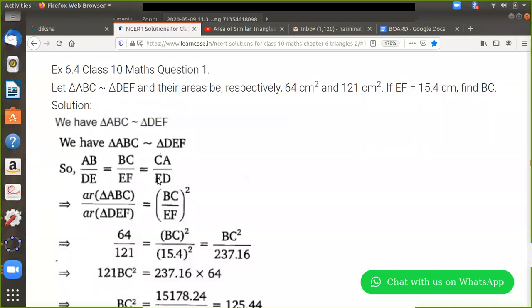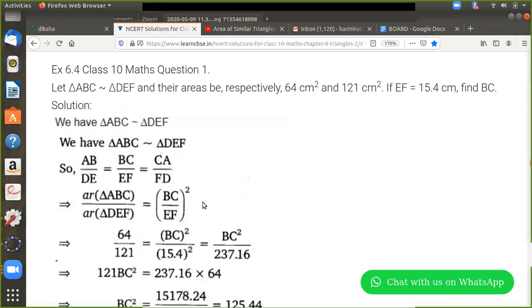This is the proportionality. Now because of my theorem, I know area of triangle ABC divided by area of triangle DEF will be equal to BC by EF the whole square. Why have I written only one proportional side? There are three, no? Why I have written only one? Because that is what is given to me. See, EF is given and BC is asked. So only that ratio I have to take and substitute.